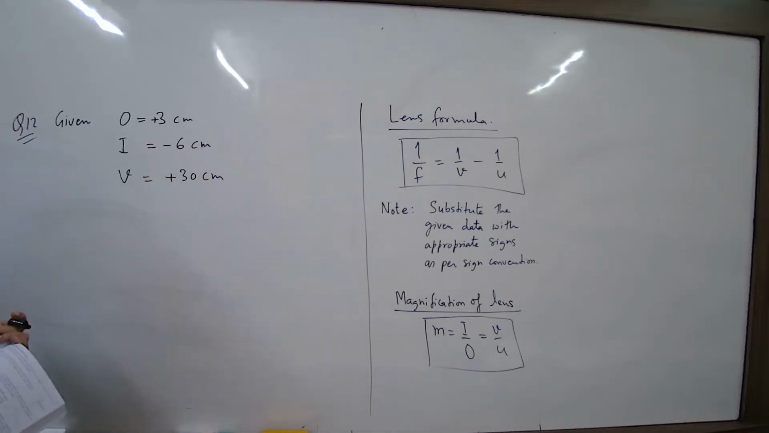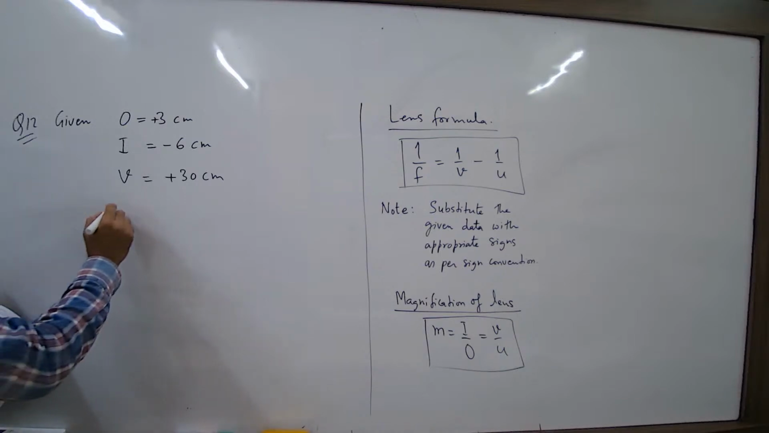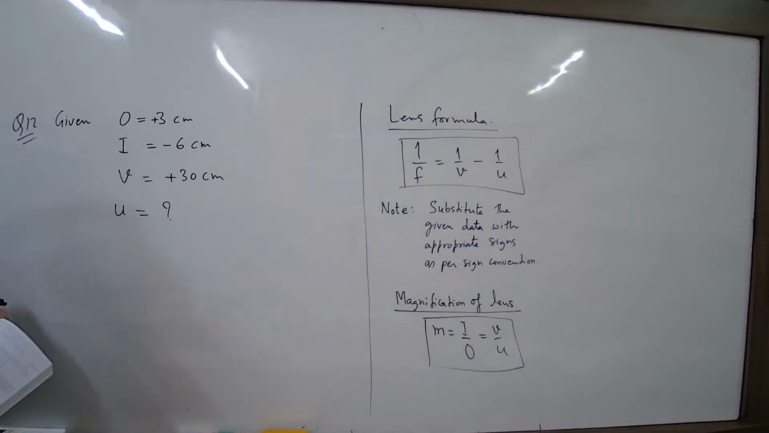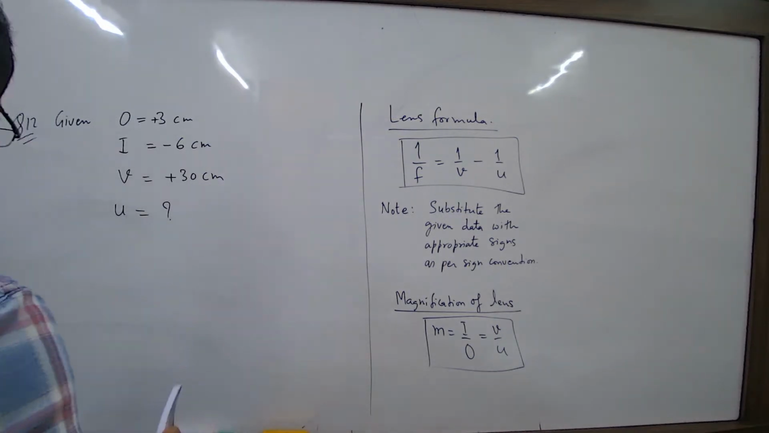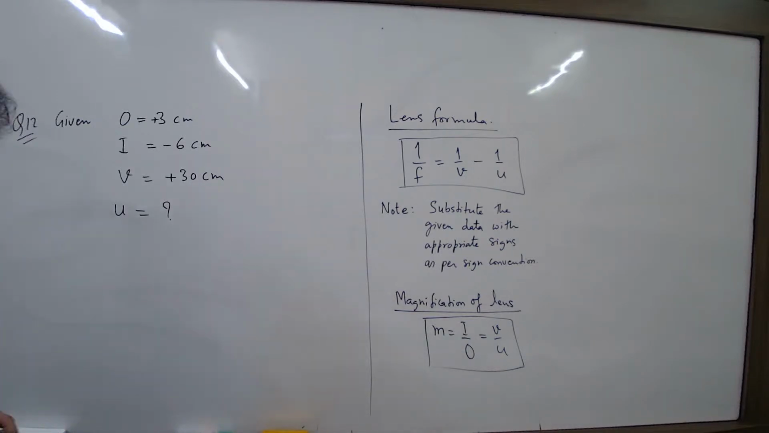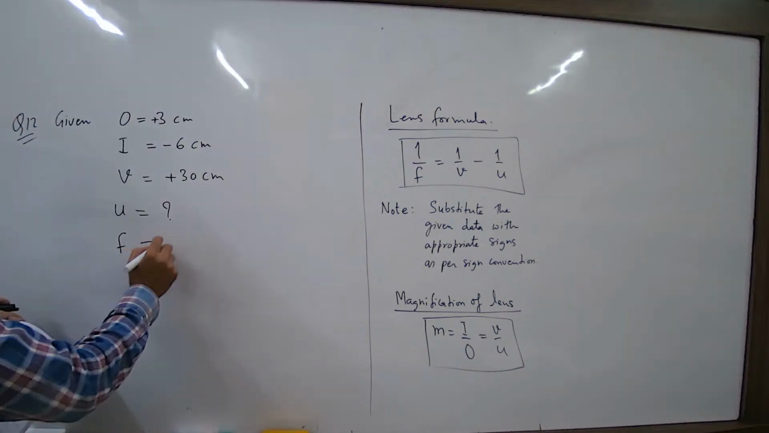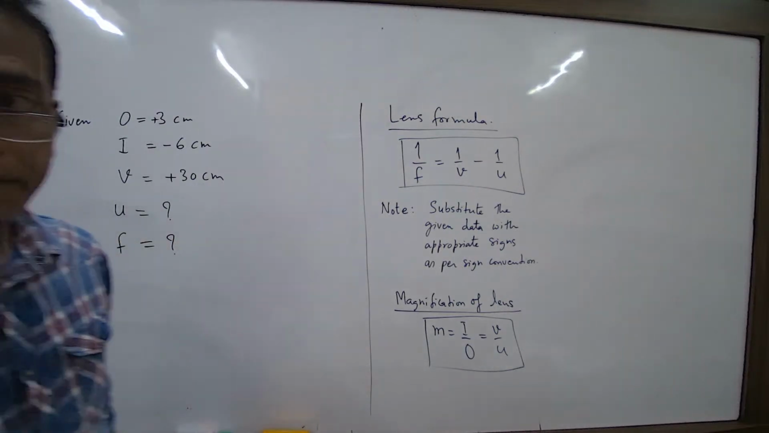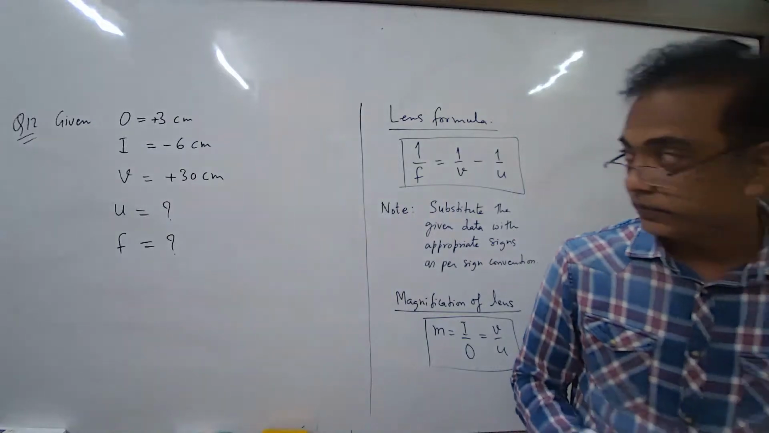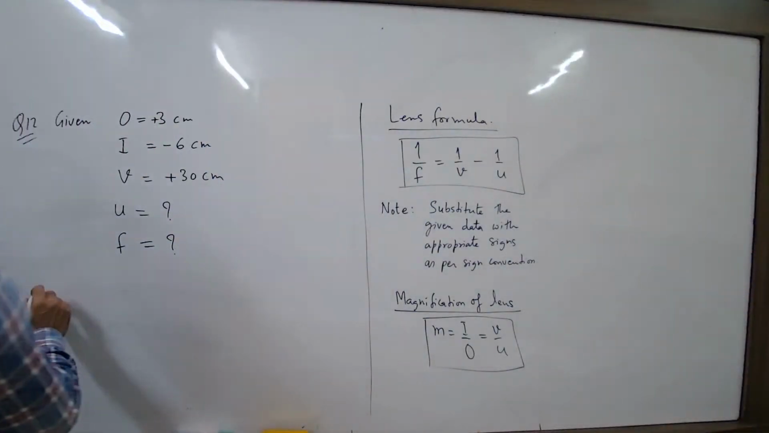Okay, then what do you have to find out? The position of the candle. So you have to find U. What else do you have to find? What is the focal length of the lens in part A? These two things you have to find. Sure, how will you do it? Solution.